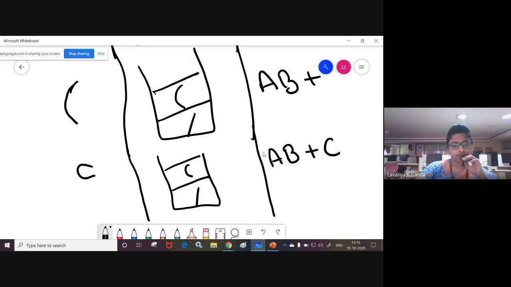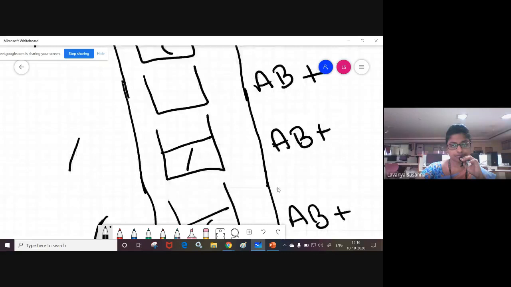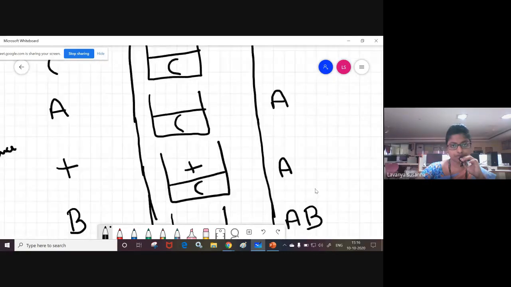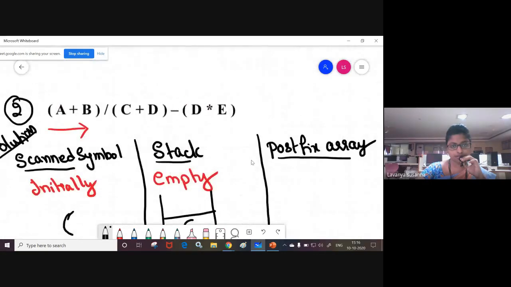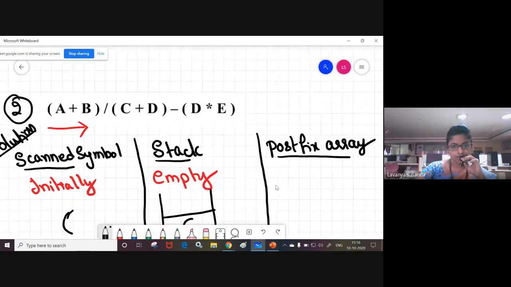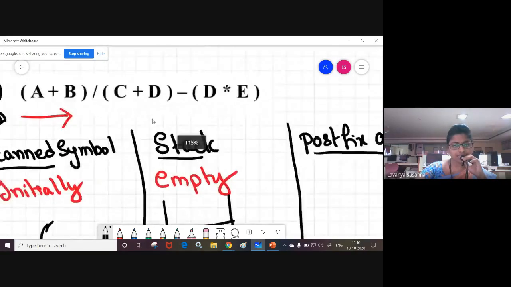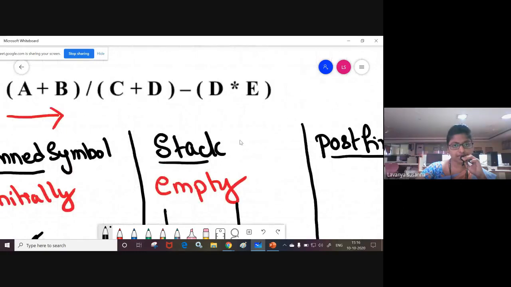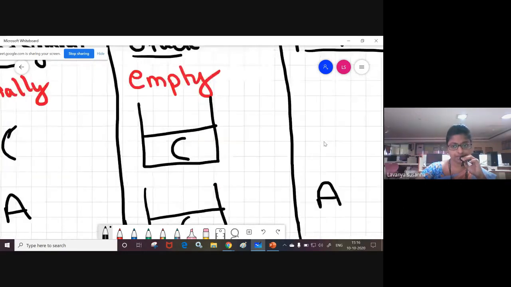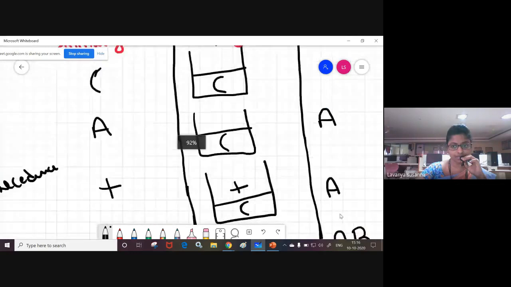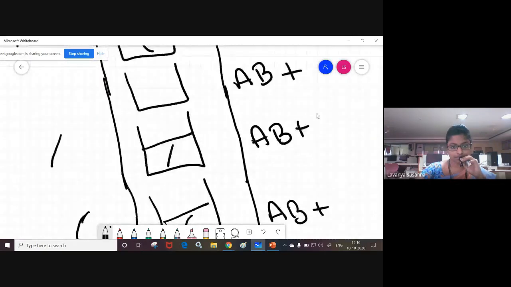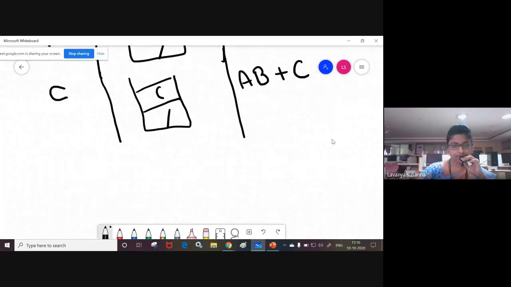Now, write down, students. Please note down and try to understand. Listen and simultaneously note down and try to understand. It's very easy and simple. Next. C completed, right? What is the next scanned symbol? Plus, right? C completed. Next scanned symbol is plus.